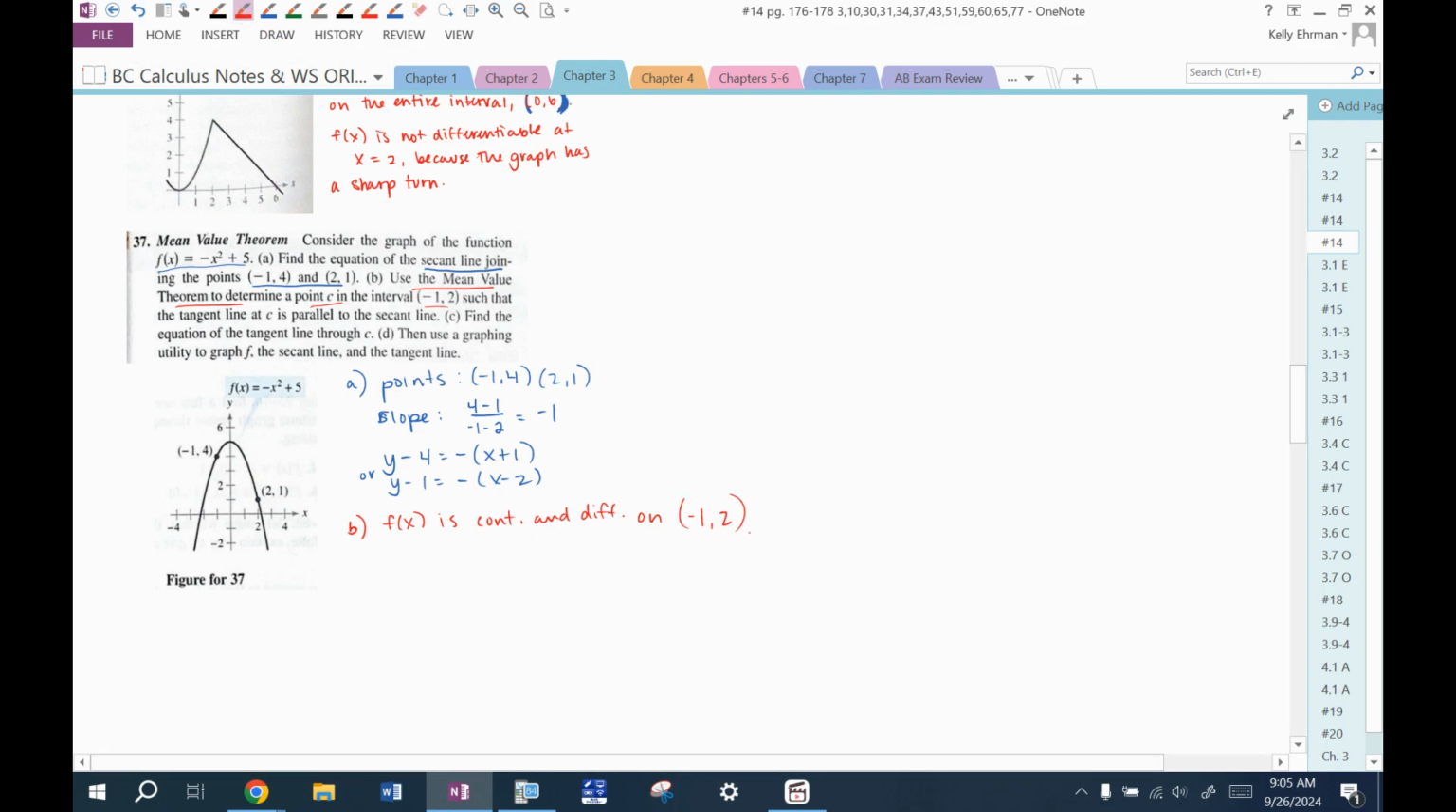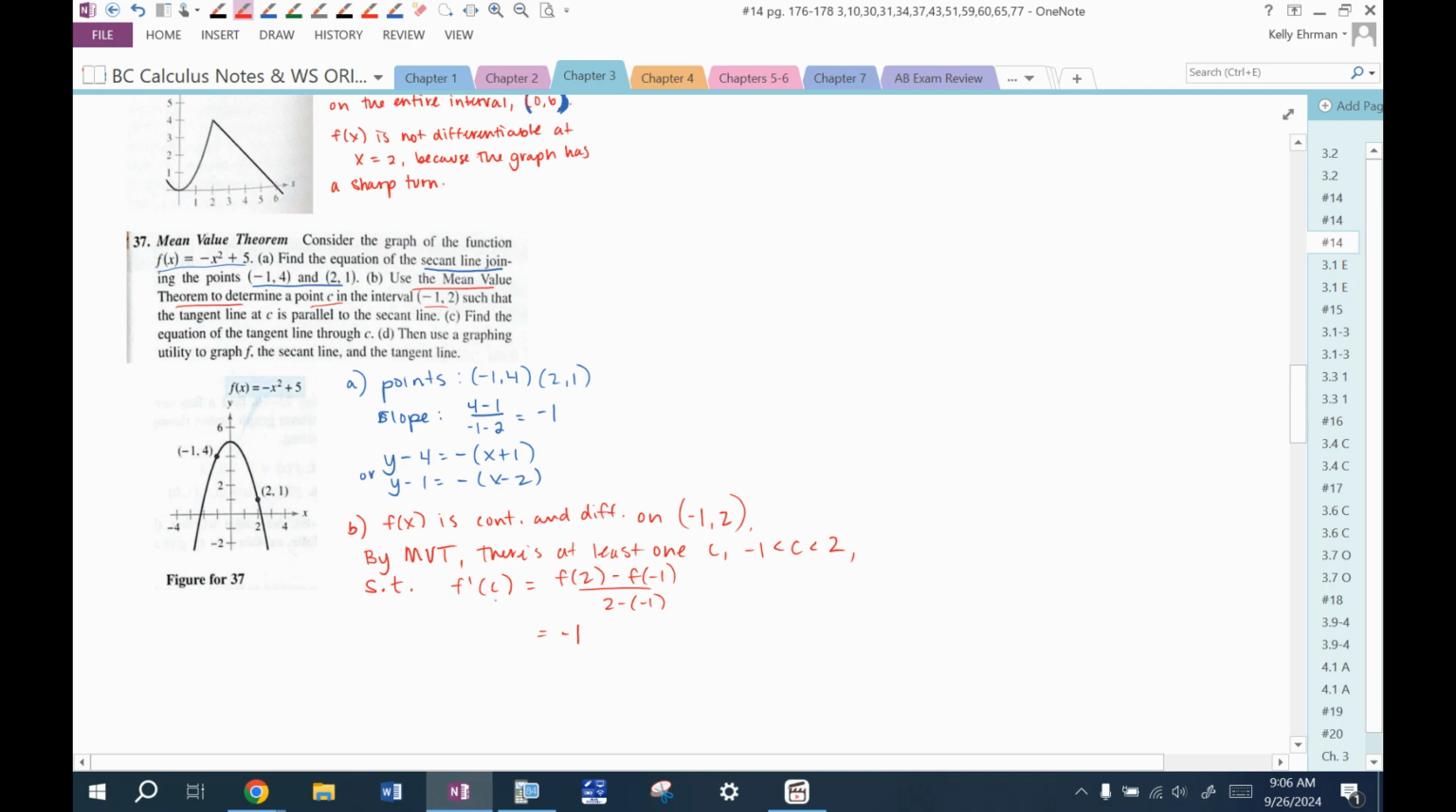So on that interval, by mean value theorem, there's at least one C, and then C has to fall between these 2 values, such that f prime of C equals this slope, which is -1. So the official thing, I already did the work here, would be equals f of 2 minus f of -1 over 2 minus -1. But we already said that's equal to -1.